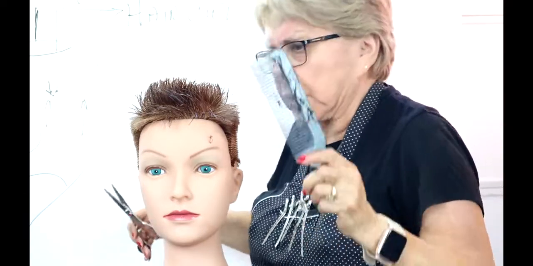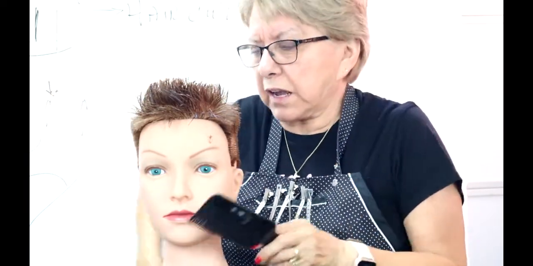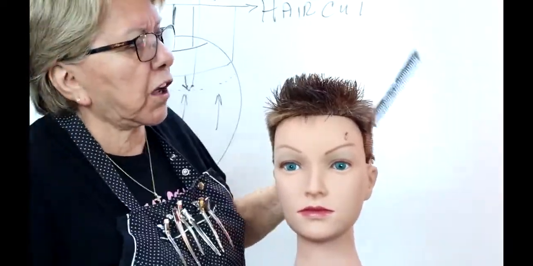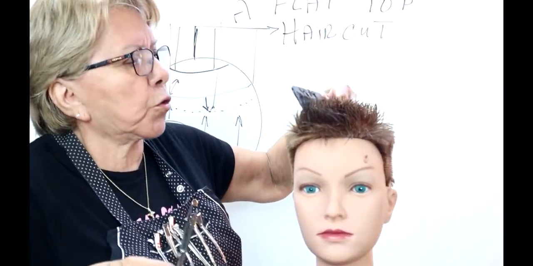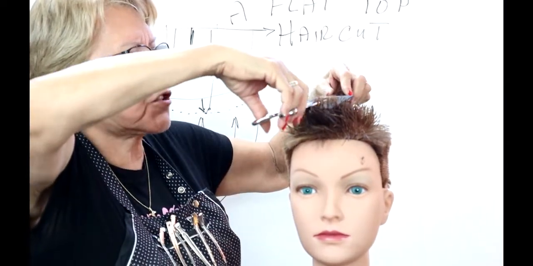So see how flat that is. And the comb is doing it for me. Now I'm going to come back here, and I'm right behind the apex again, but yet creating a hard line. If it goes a little bit further, we'll cut it off, but you won't be able to tell. Okay, I'm going to go right to the center apex. I'm going to bring it straight up.